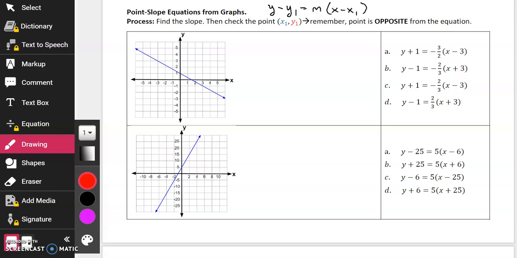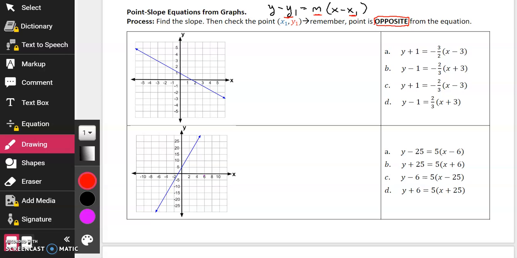Hey guys, we're going to look at how we do point-slope equations from graphs. If I have the graph, can I find the right equation for it in point-slope form? Remember, point-slope gives us our point that is on the line, and it gives us the slope of the line, right? So when we look at our equation, we know that the m is our slope, and the point that's given is in that x1, y1. And remember, it's opposite from the equation because it's subtracting in our formula.